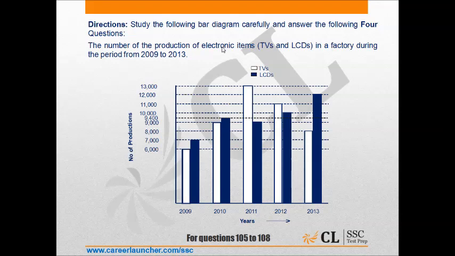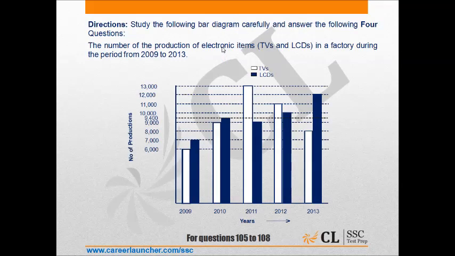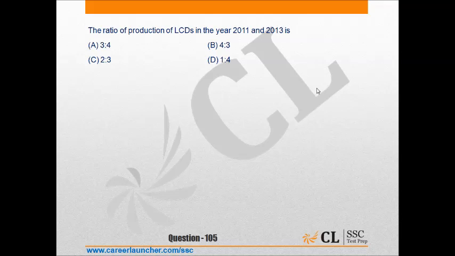This is a bar graph. It shows the production of electronic items, TVs and LCDs in a factory during the period from 2009 to 2012. Let's see what all questions are. It's a simple basic bar graph. The ratio of production of LCDs in the year 2011 and 2013 is, LCD is the dark ones, in 2011 it is 9000 and in 2013 it is 12000. So 9000 is to 12000 gives me an answer of 3/4.